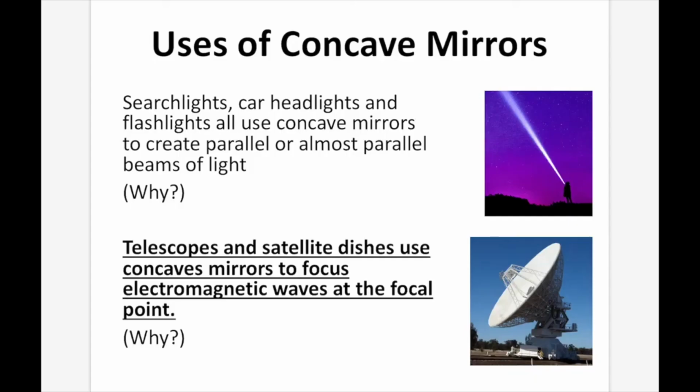Okay, so let's go back to our first one. When we're talking about things like searchlights, car headlights, and flashlights, what we want is a narrow beam of light, as narrow as possible. It's going to diverge a little bit, but we want that beam as narrow as possible.